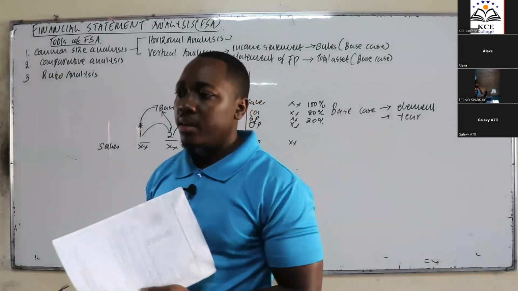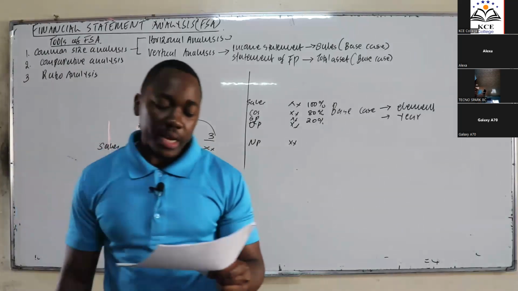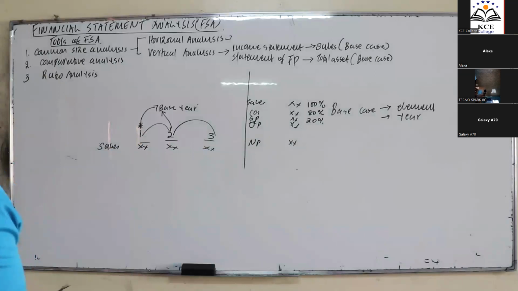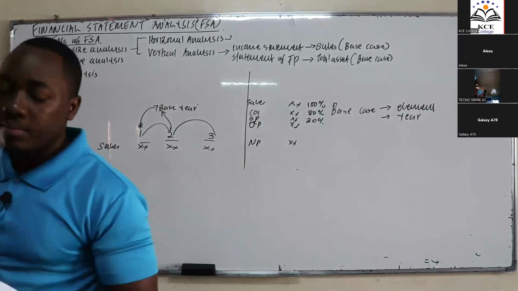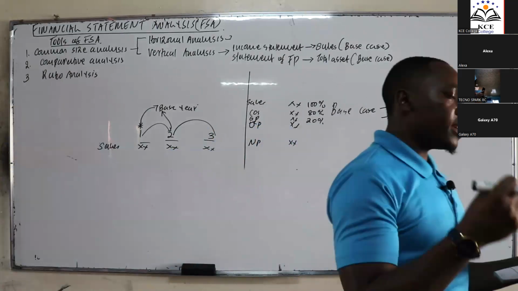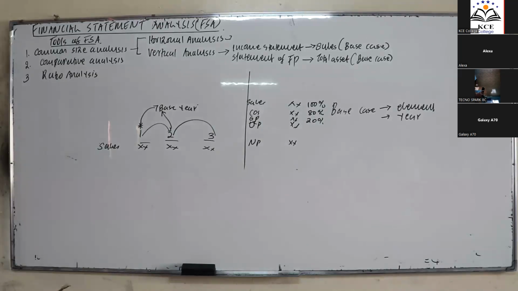Can you underline that? Base case account. And the base case account for the income statement is the sales revenue. Also underline that, the sales revenue. In that case, every item in the income statement is expressed as a percentage of sales, holding the sales revenue to be 100%. This type of analysis allows the analyst to determine how various components of the income statement affect the company's profit.